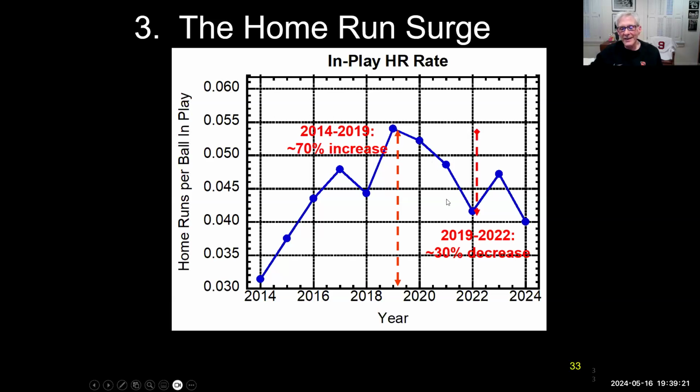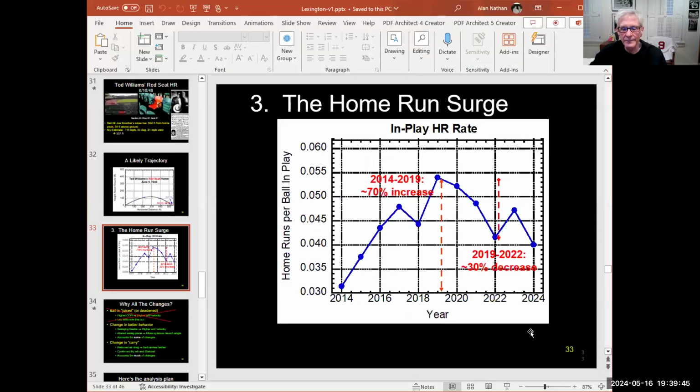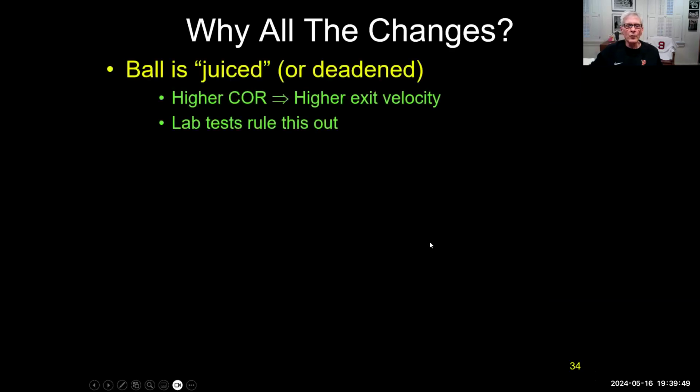And then it went back down again. It reached a low point in 2022. Between 2019 and 2022, there was about a 30% decrease. Then last year it went up again. And this last dot here is literally hot off the press. This is based on the April data from this season. Looks like it's back down again. Okay, and the question is why? That's the question I want to try to answer. Why all the changes?